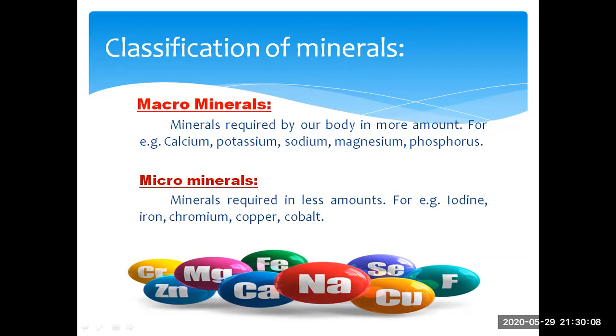The next one is copper. Copper helps iron in the formation of hemoglobin. And the last one is cobalt. Cobalt protects us from anemia.